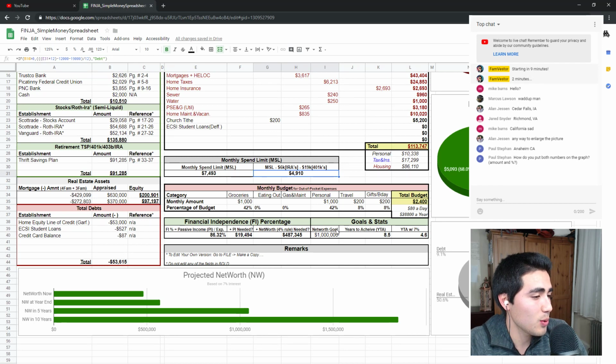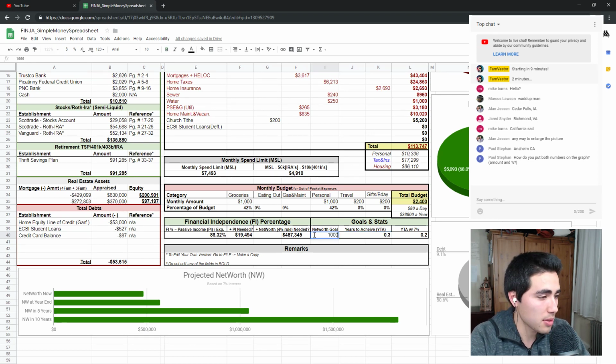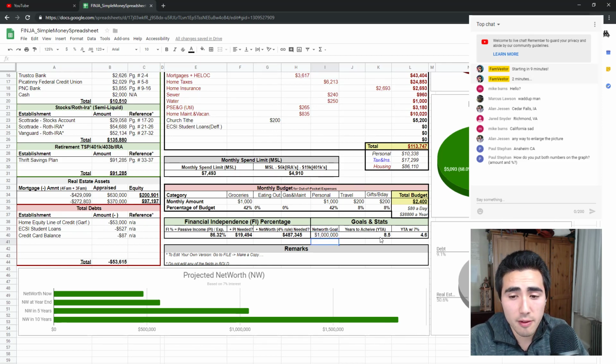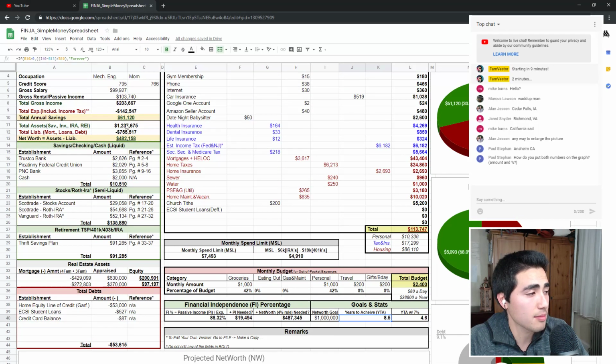So if we go to goals and stats, you can put in whatever number you want here. Like I could put $500,000, and it'll tell me how long it's going to take me to get to that goal. There's 2 numbers here, but it'll take me 0.3 years to get to my $500,000 goal. And if I change that number, like everyone wants to be a millionaire, so my goal would be to be a millionaire. That'll take me 8.5 years to achieve based strictly off my savings rate. So my savings rate, 61,000 times 8.5 plus my current net worth will equal $1 million.